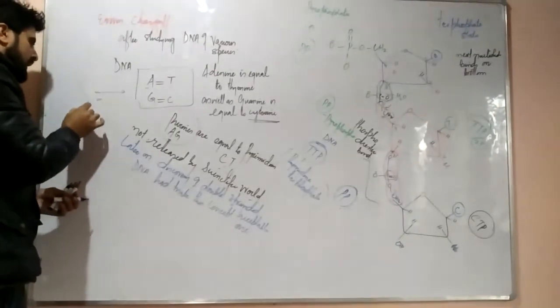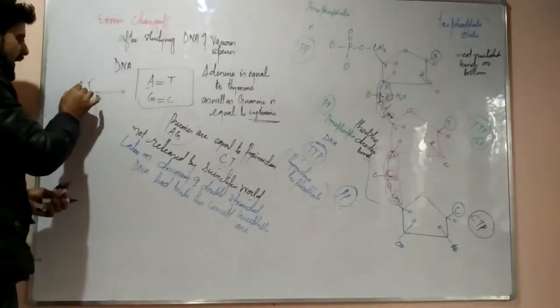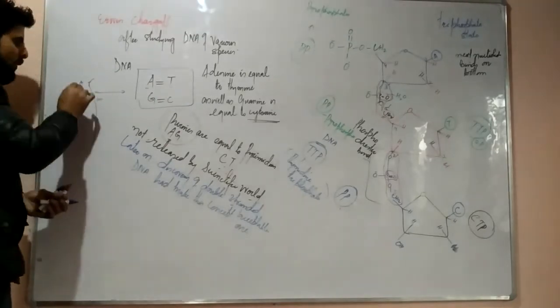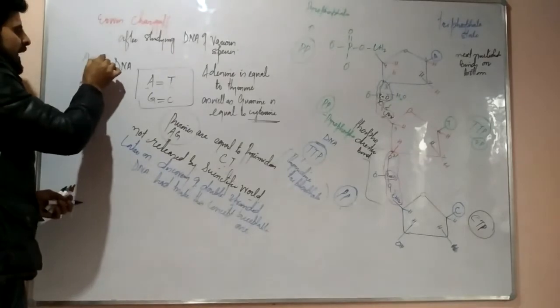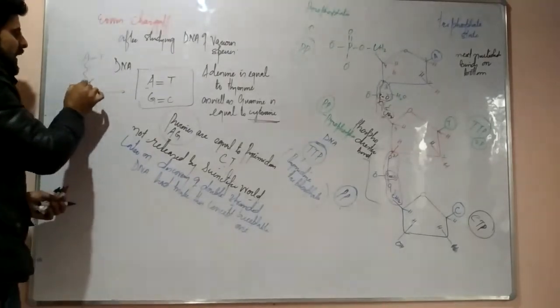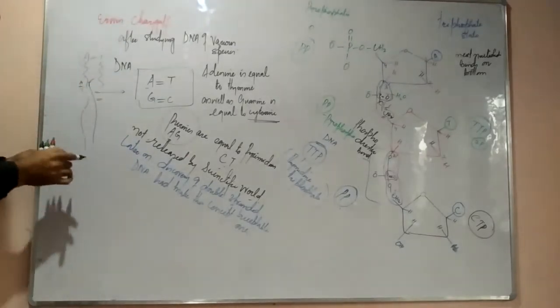Because in a double-stranded DNA, we have adenine equal to the thymine. The reason is that how much adenine we have on one strand, because adenine always forms hydrogen bonds with thymine, that same number of thymine will be on the other strand. After that it was accepted.